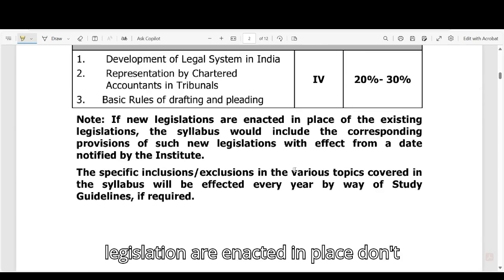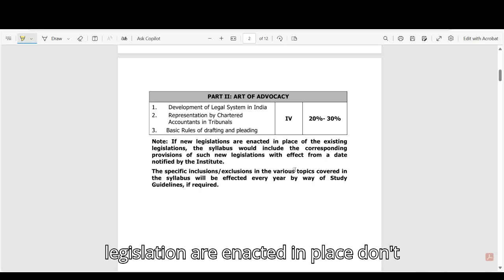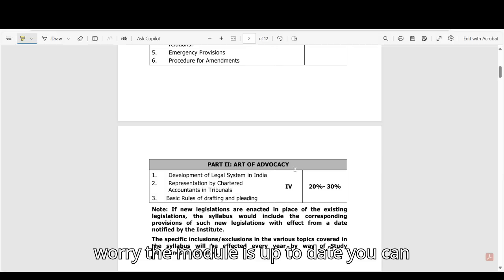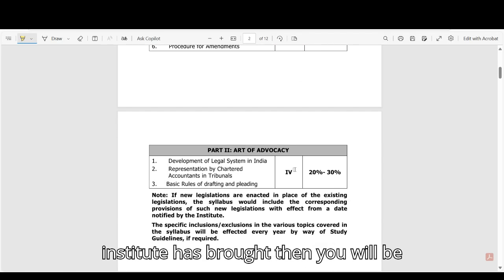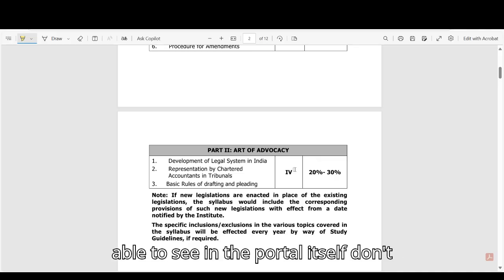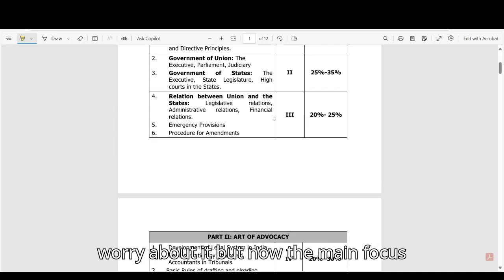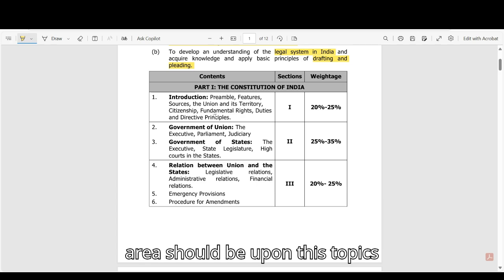But now, if new legislation is enacted, don't worry, the module is up to date, you can study the module itself. And if any case law has been brought in by the institute, then you will be able to see it on the portal itself, don't worry about it. But now the main focus area should be upon these topics.